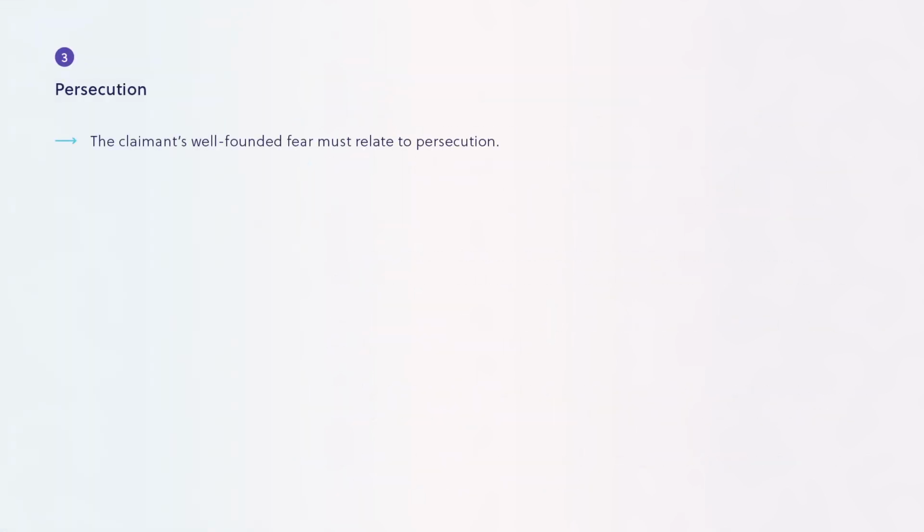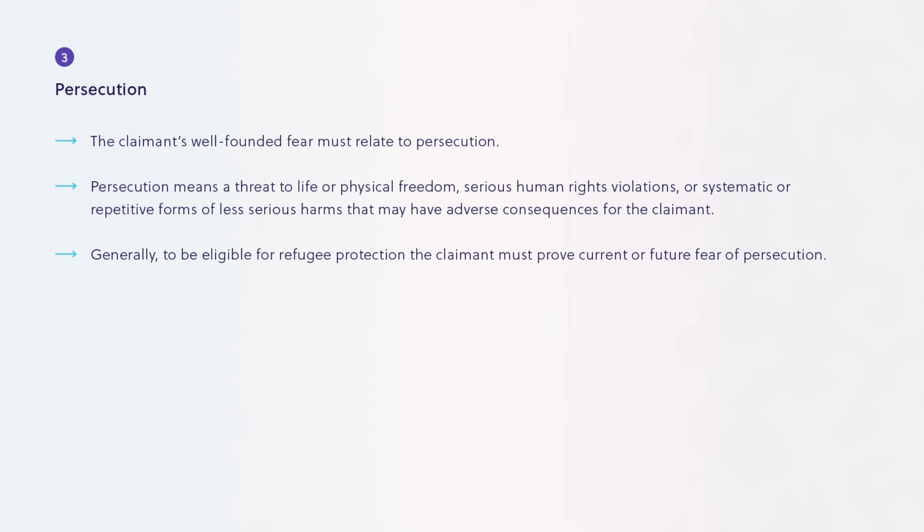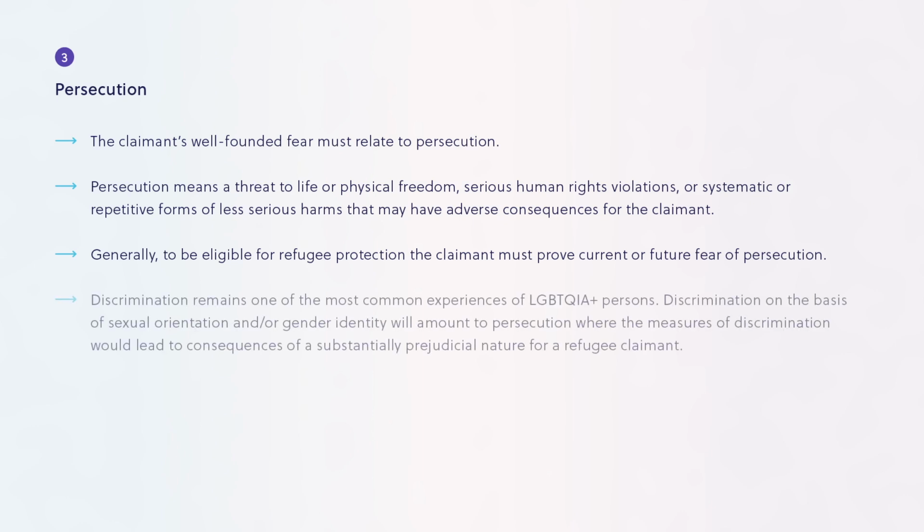Persecution. The claimant's well-founded fear must relate to persecution. Persecution means a threat to life or physical freedom, serious human rights violations, or systematic or repetitive forms of less serious harms that may have adverse consequences for the claimant. Generally, to be eligible for refugee protection, the claimant must prove current or future fear of persecution.